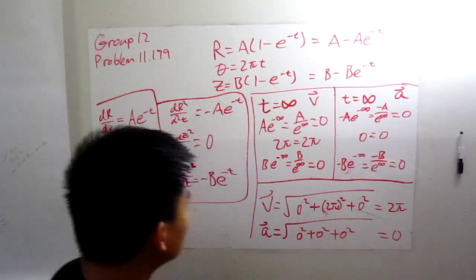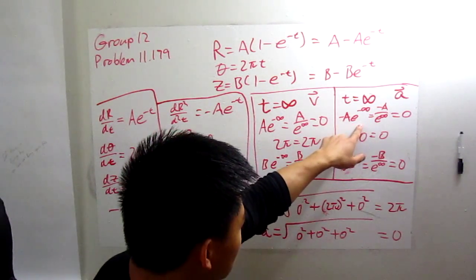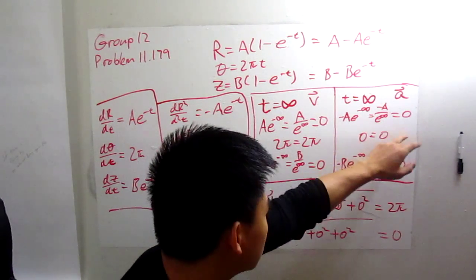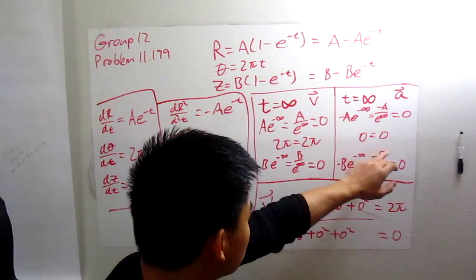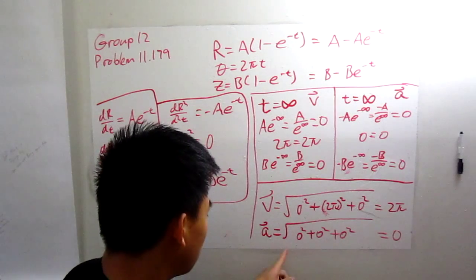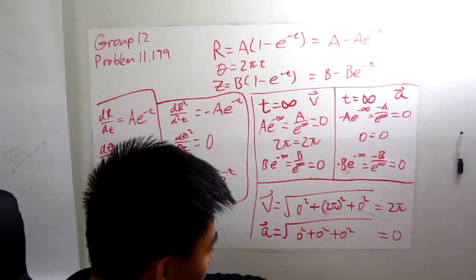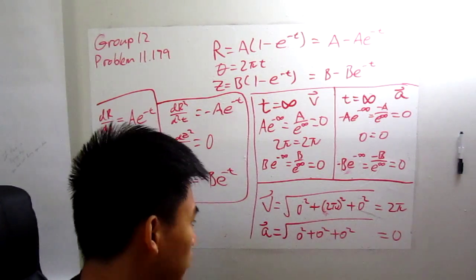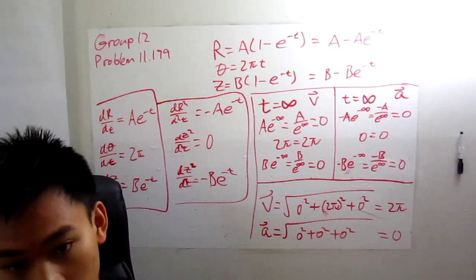And for the acceleration, you take the second derivative and plug in infinity as t. The same thing here, we get 0. The second derivative of 2 pi t is just 0, and we get 0 for the last one as well. So we take the square root of the sum of squares: 0 squared plus 0 squared plus 0 squared, which is just 0. So the acceleration would just be 0. The velocity is 2 pi.